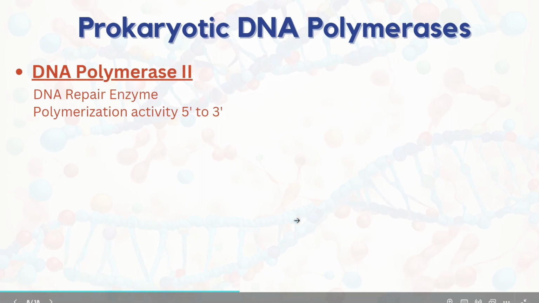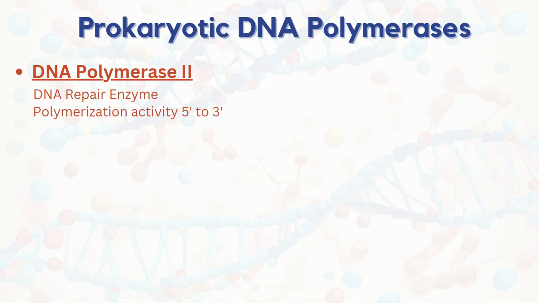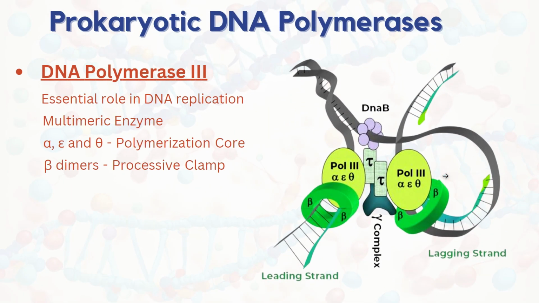DNA polymerase II resembles DNA polymerase I in its activity, but is a DNA repair enzyme. It brings about growth in the 5' to 3' direction using free 3' OH groups. DNA polymerase III plays an essential role in DNA replication.